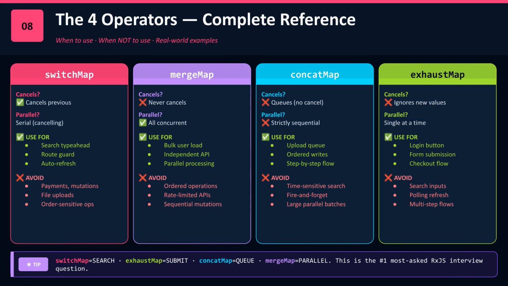Complete reference for the four operators. SwitchMap is ideal for search typeaheads because it cancels previous requests. MergeMap is for parallel, independent operations. ConcatMap handles sequential queues and ordered writes. ExhaustMap is best for submit buttons to ignore double clicks. This distinction is the #1 most asked RxJS interview question.